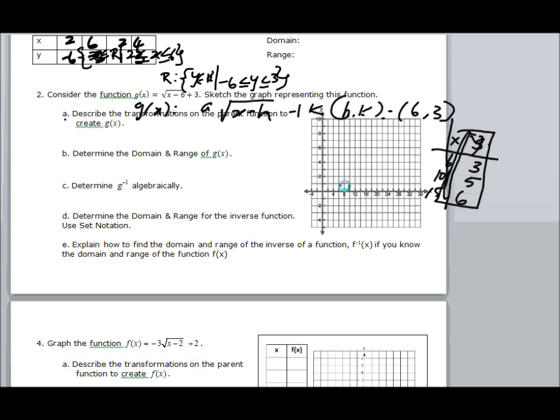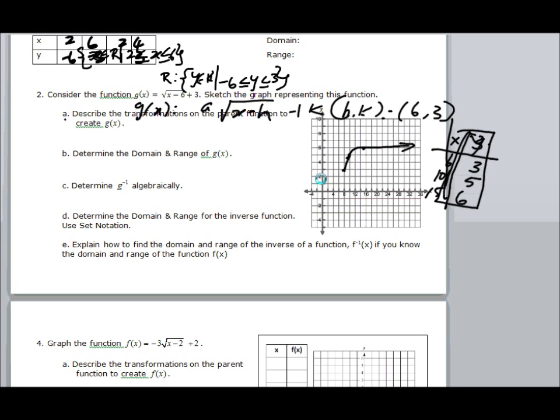Your starting point is at (6, 3), which is right here. Your next point would be at (10, 5), which should be here, and 15 is in between these two squares, and 6, so it should be somewhere here. So when you draw the graph, your starting point is this, and your square root function looks like this. My curve is not perfect, but that's how you do it.